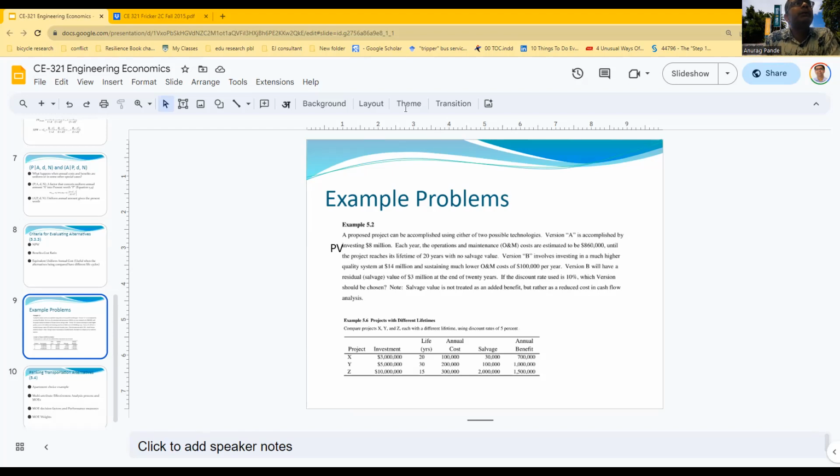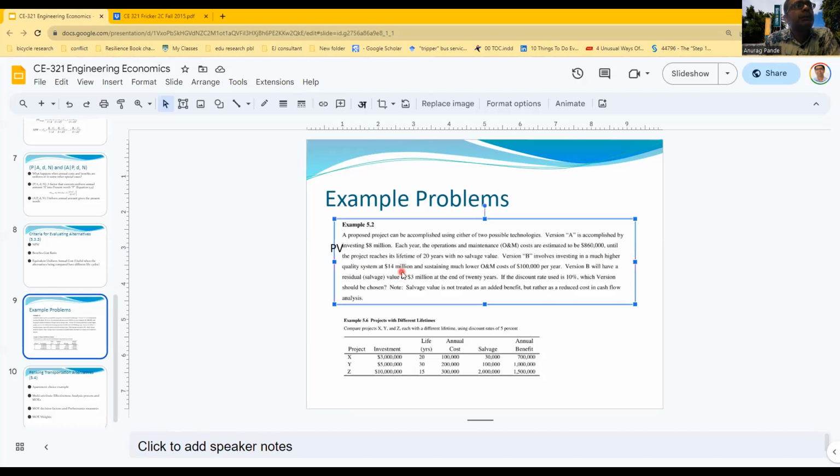Now, the second alternative, version B, is investing a much higher amount of $14 million. This is the PV, $14 million, with much lower operation and maintenance costs. O&M is only $100,000 per year. So that's pretty good. You don't have to spend as much, but remember the first one had an operation cost of $860,000. Version B will have a residual salvage value of 3 million at the end of 20 years.